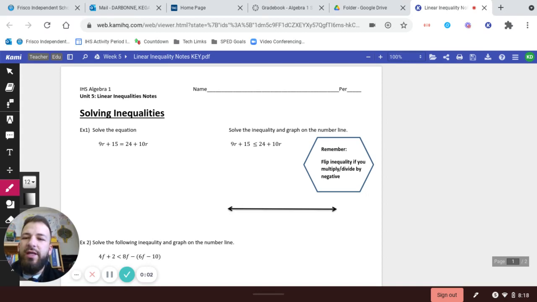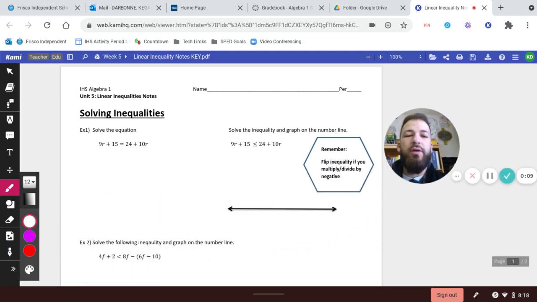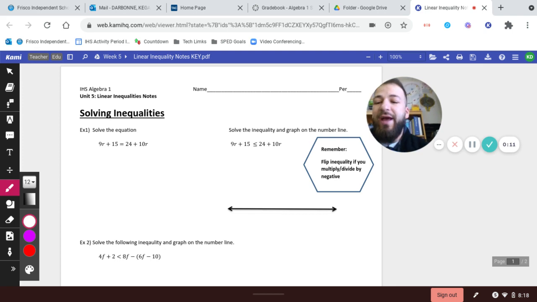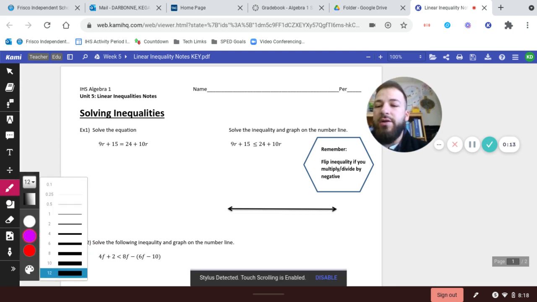Morning, y'all. Today we're going to be talking about linear inequalities. We've already done a lot with inequalities, so this should just be kind of a reminder or a refresher of a lot of information you should already have. So let's look at our notes for today.